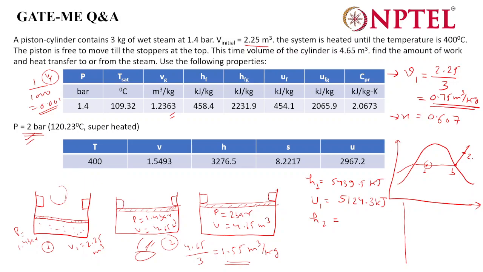Because we know the specific volume here, and it is a constant pressure process, so the temperature we can easily find, right? V is proportional to temperature for a constant pressure process, correct? So T2 by TB is equal to V2 by VB, and we know all values, correct? So anyone, what is the value of T2?